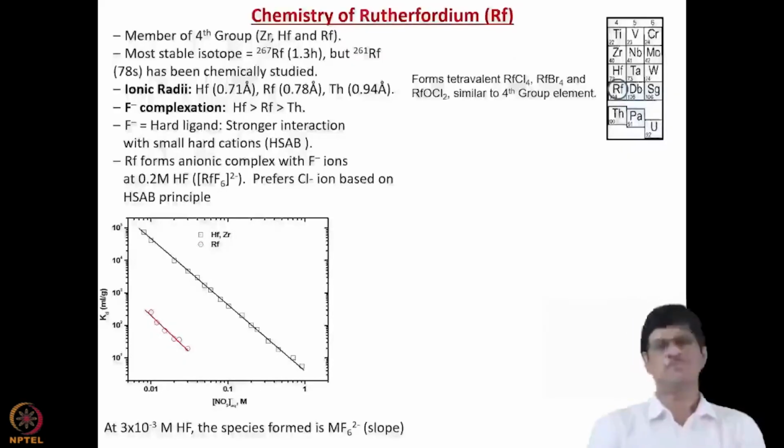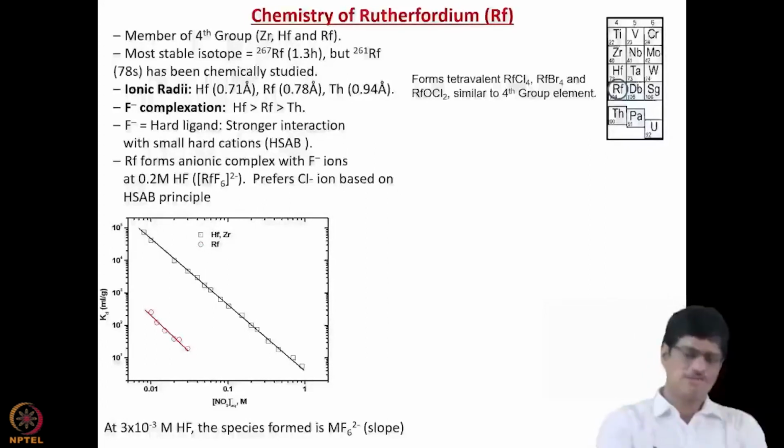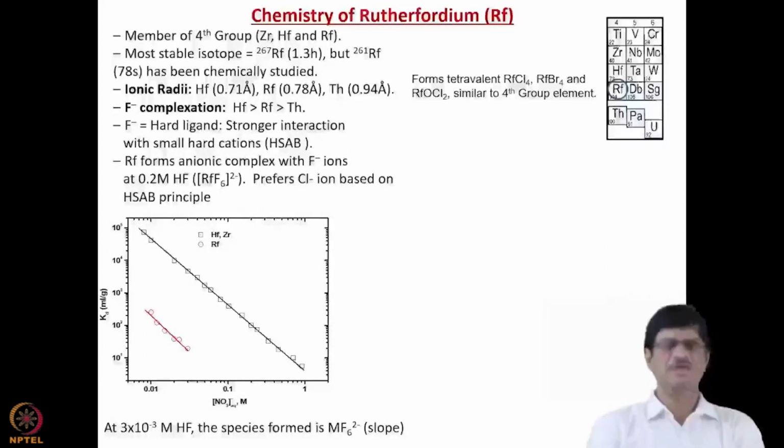So I've shown a figure here where the experiments have been carried out by the ARCA system, and the system contains a small quantity of hydrogen fluoride, that is 3 into 10 to the power minus 3 molar hydrogen fluoride, and also varying concentration of nitrate, that is the nitric acid concentration is varying, and the Kd values are determined, and you can see here that the species which is formed is RfF6 2 minus, or for zirconium and hafnium it is MF6 2 minus, where M is either zirconium or hafnium.